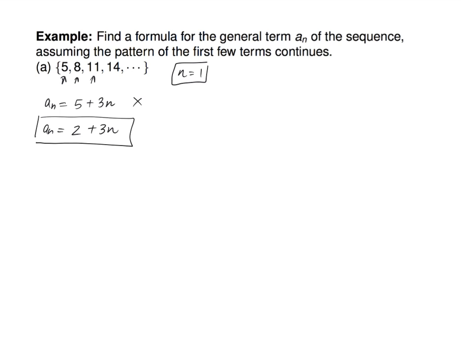Another way to accomplish that would have been to write a sub n equals 5 plus 3 times n minus 1. It's the same thing, right? Which, when you simplify it, reduces down to this, right? But then when you plug in 1, n minus 1 is 0, and you have no 3's added to that 5.